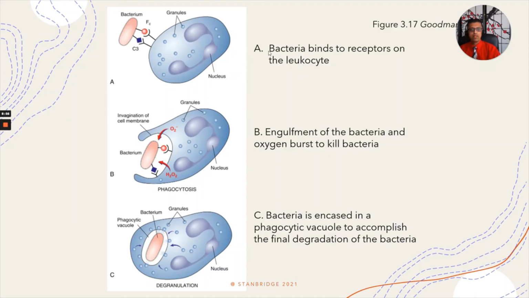Now, what happens is bacteria bind to receptors on the leukocyte. Engulfment of the bacteria and oxygen bursts kill the bacteria. The bacteria is encased in a phagocytic vacuole to accomplish the final degradation of the bacteria. Okay, boom, boom, boom. That's if there's bacteria involved.